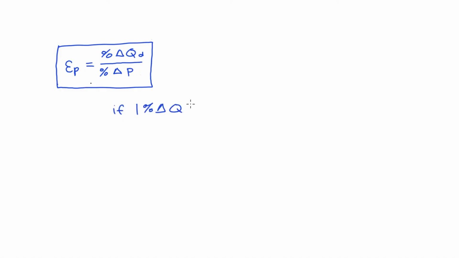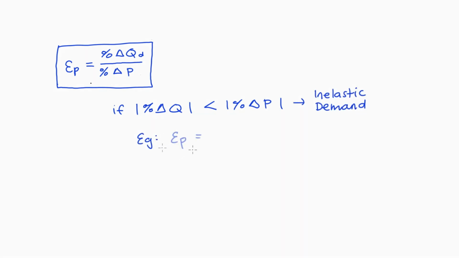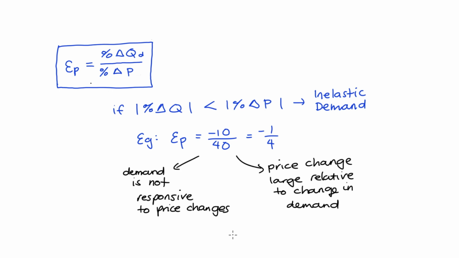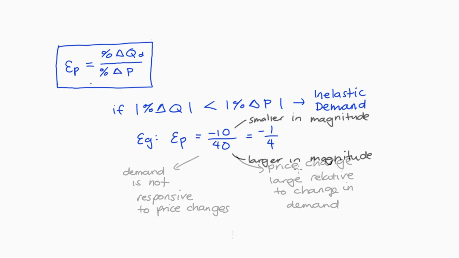The third possibility is if the percentage change in quantity is smaller in magnitude than the percentage change in price, and this will be our inelastic demand. So for instance, if the price increases by 40% but our demand only decreases by 10% as a result, the resulting elasticity value would be -1/4. So we change the price a lot, but proportionately, demand doesn't really respond as much. Demand doesn't really react to changes in price.